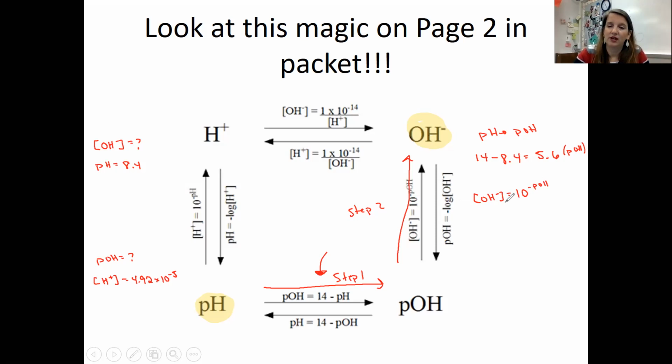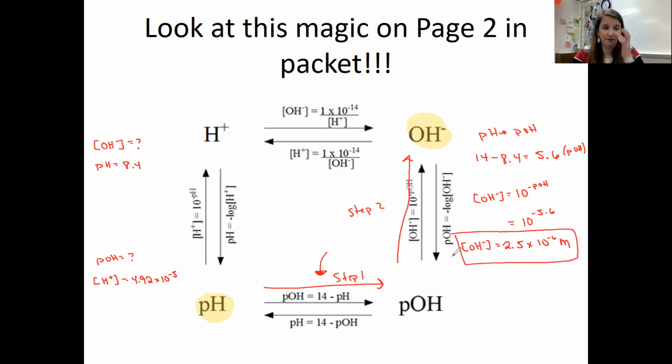POH. So I want you to plug this into your calculator to see if you remember how to do this. You're going to do your second log, negative 5.6. So I forgot to write that here, 10 to the negative 5.6. And our answer for our hydroxide ions should be, to 2 sig figs, 2.5 times 10 to the negative 6. And that's going to be molarity. So this would be our final answer here.